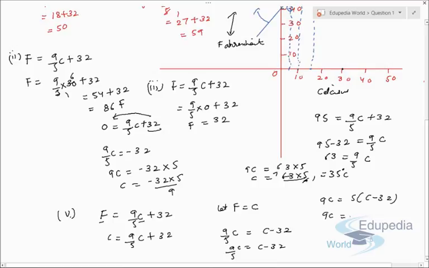So 9C is 5C minus 160. We can write 9C minus 5C equals minus 160. So 4C is minus 160, so C is minus 40. This is the temperature at which both degrees Celsius and Fahrenheit are the same. Means at F equal to minus 40, we have C as minus 40. So this was the first question. Let's move on to the second question.